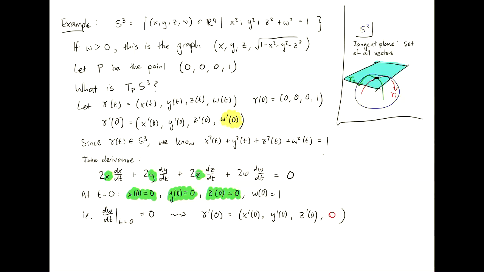Now, because x dashed and y dashed and z dashed can be anything, the tangent plane is the set of vectors (A, B, C, 0), where A, B, and C are arbitrary. So these are the set of all possible tangent lines you can have at the peak. And it's exactly what we expected. It's a three-dimensional space glued to the top of our three-sphere.